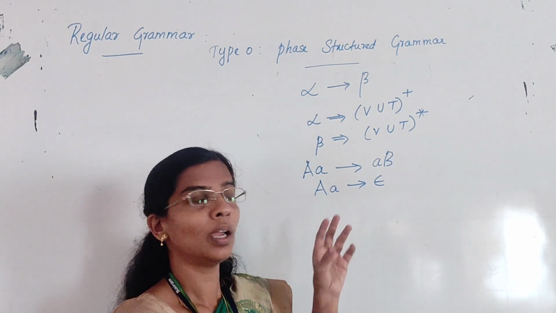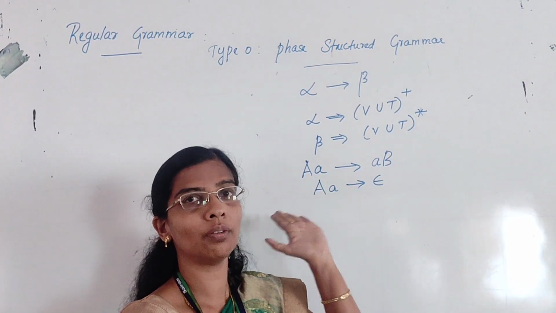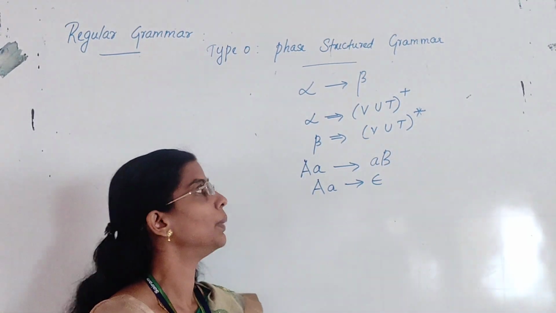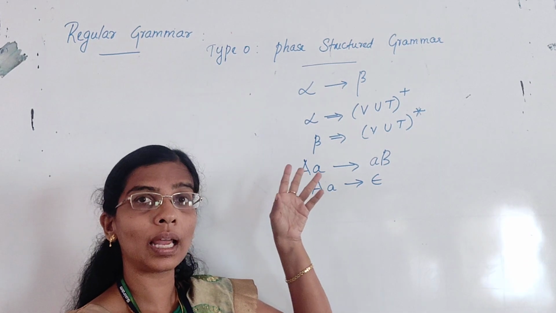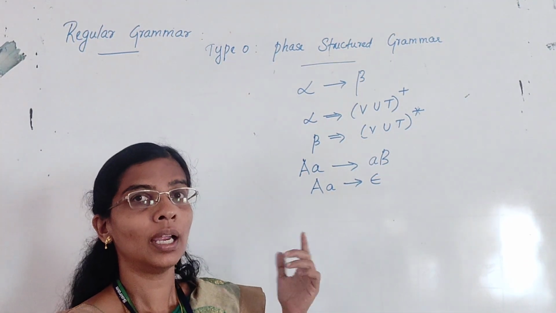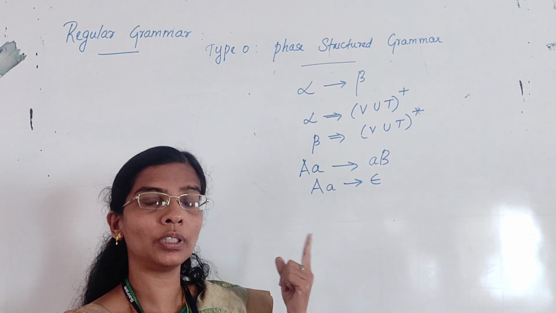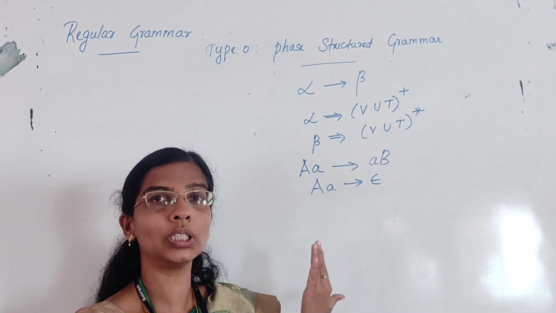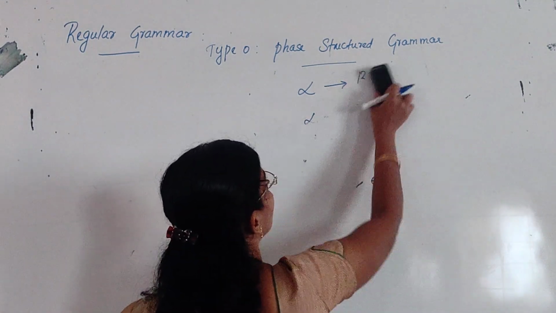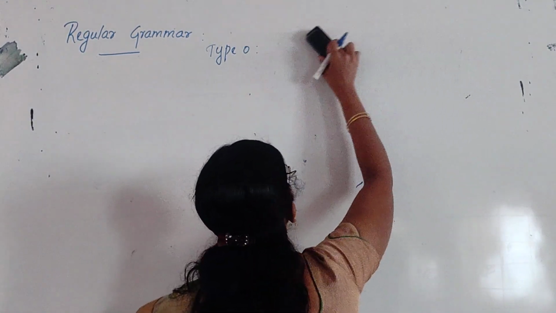And you should remember, there is no restriction in the length of alpha and beta. What is this grammar? Type 0 grammar, or phrase structured grammar. This grammar is accepted by which machine? Turing machine.